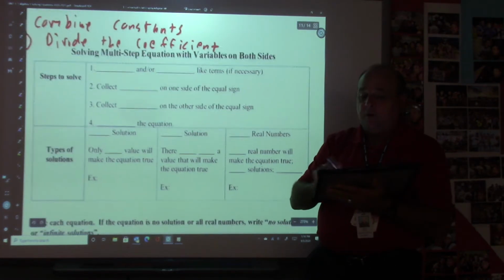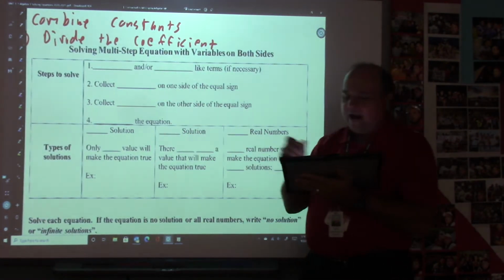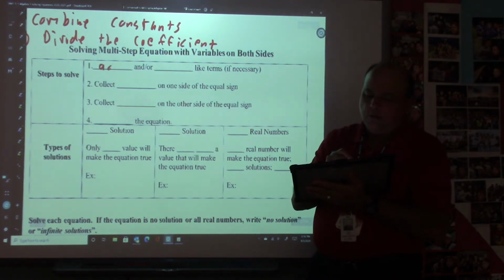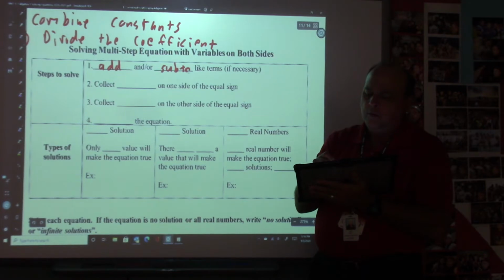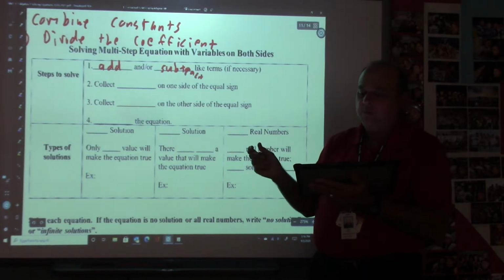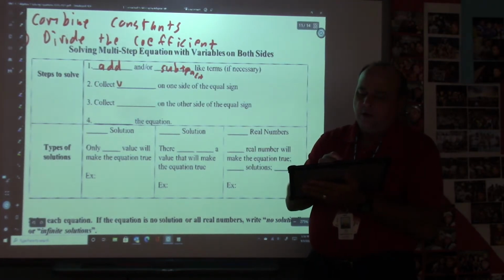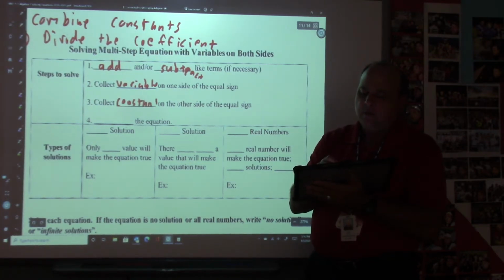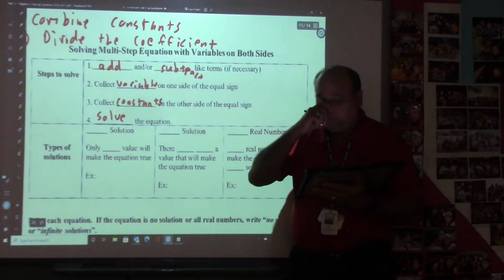Now then, if you want to fill in the blank, this is add or subtract like terms if necessary. Then collect all the variables on one side. Collect all the constants on the other side. And then solve the equation.